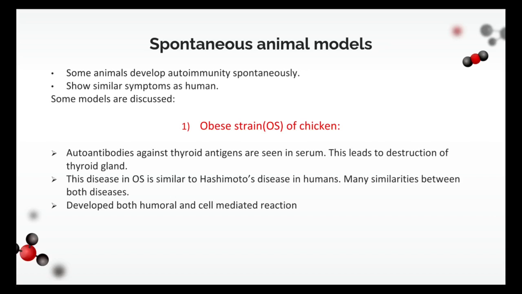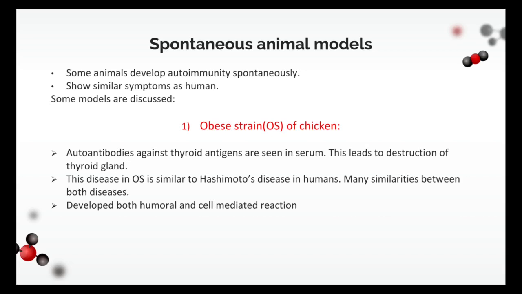In some inbred strains, autoimmunity can develop spontaneously, while in others, autoimmunity must be induced from outside. The animal models used for both these purposes are different. We will study them in brief. First, spontaneous animal models. Some animals spontaneously develop autoimmunity. In simple words, they develop an autoimmune disease which is somewhat similar to a human autoimmune disease. That's why such models can be directly used for experimentation. The results obtained from such animal models can be directly compared with humans.